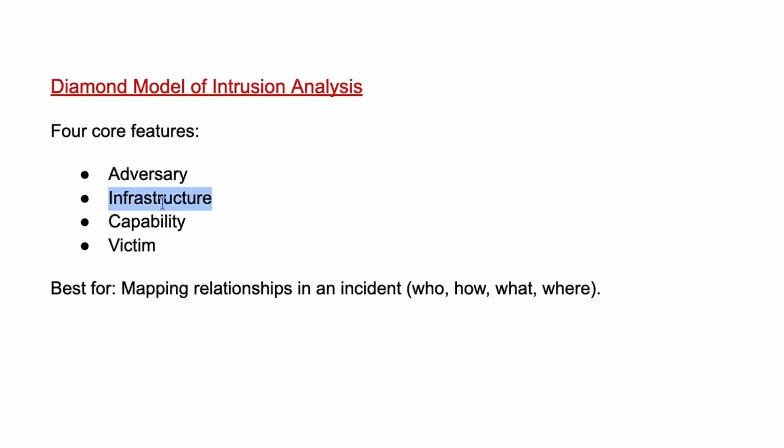The infrastructure is how. So what are they actually attacking, or what specific elements? How are they attacking us? What are their methods of attack against us? The capability is the what of what they're attacking, and then the victim would be the where of what they're attacking.